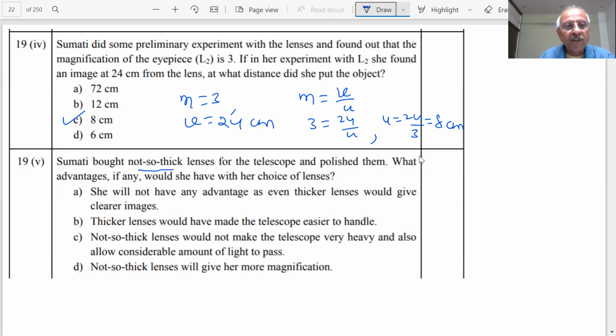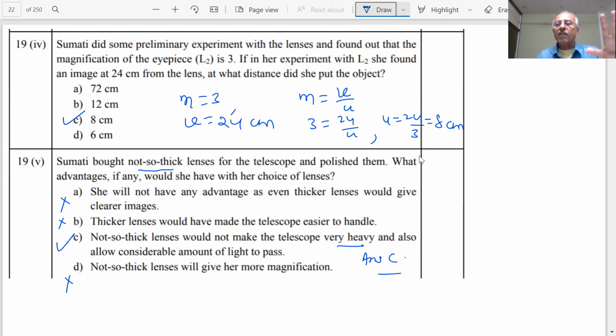She will not have any advantage. Wrong. Thicker lenses would have made the telescope easier to handle. No. Not so thick lenses would not make the telescope very heavy, and also allow a considerable amount of light. This is the correct answer, students. It has already been said in the paragraph. So the option that not so thick lenses will not give any advantage is wrong. So the answer is C, student.